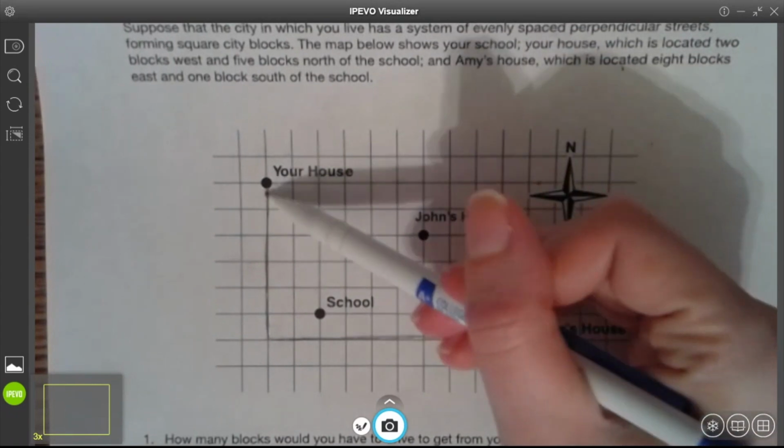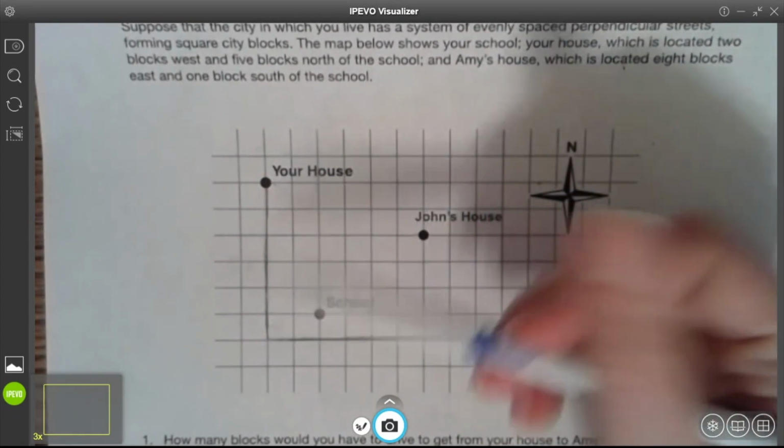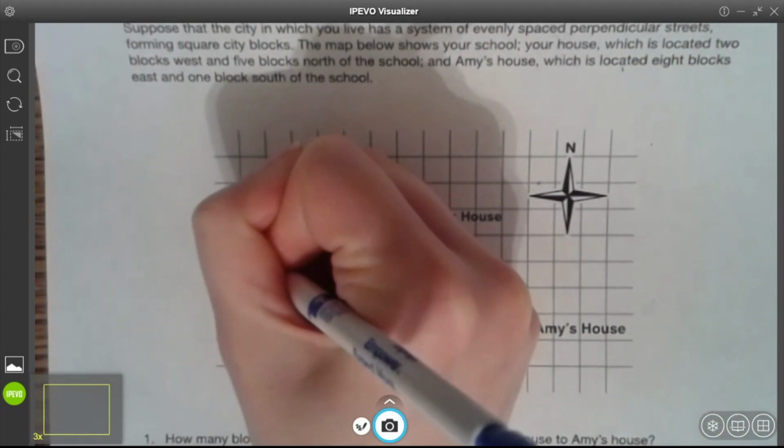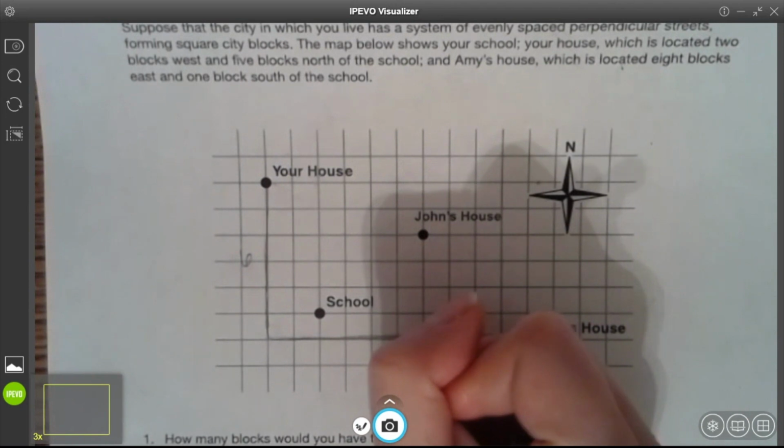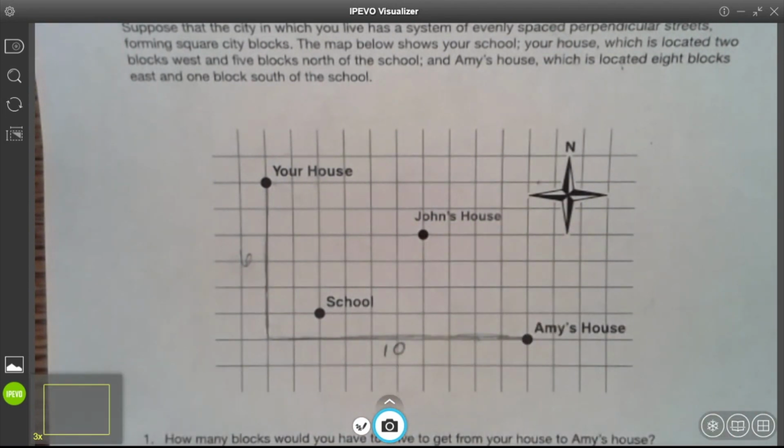So if we count, we are 1, 2, 3, 4, 5, 6 blocks this way. And 1, 2, 3, 4, 5, 6, 7, 8, 9, 10 blocks to Amy's house. So all in total, we are 16 blocks away from our house to Amy's house.